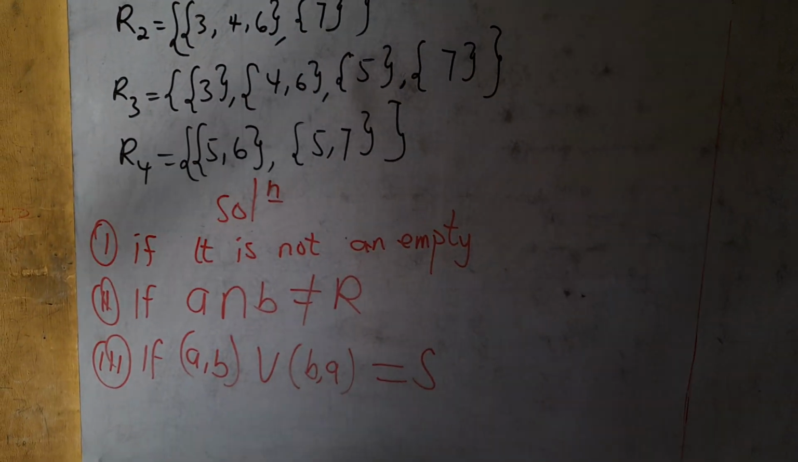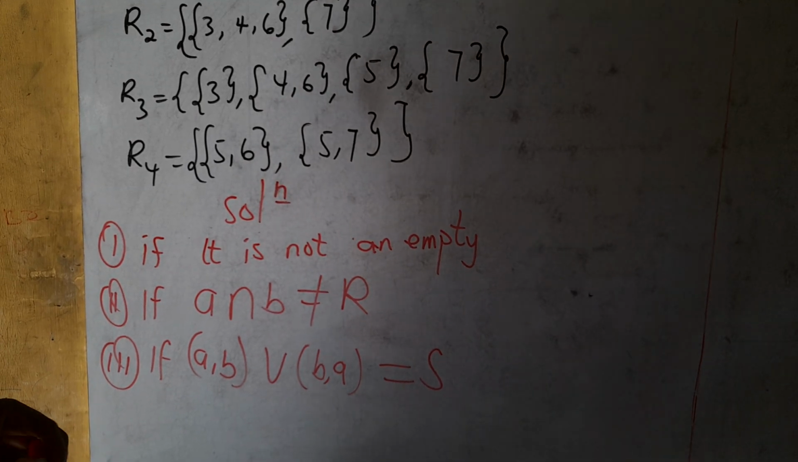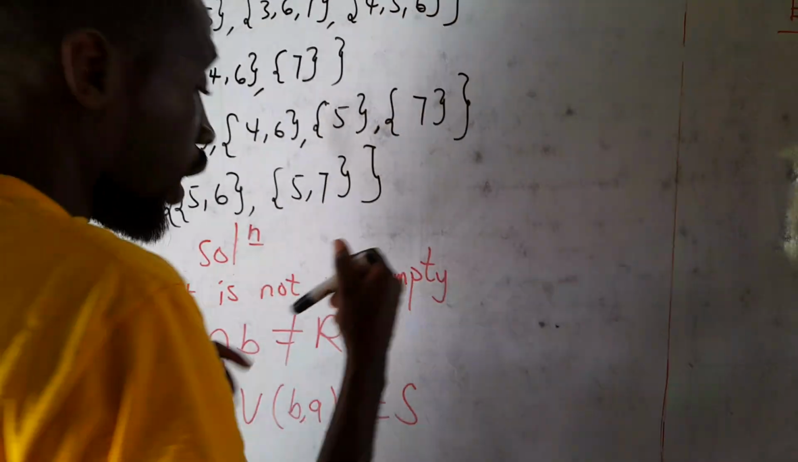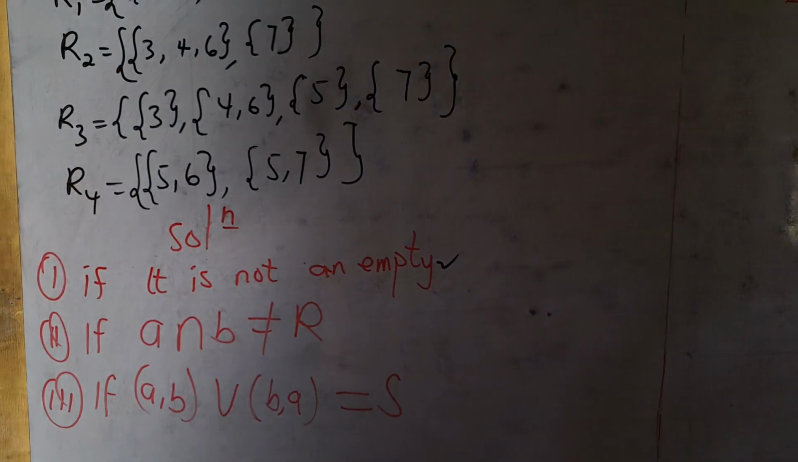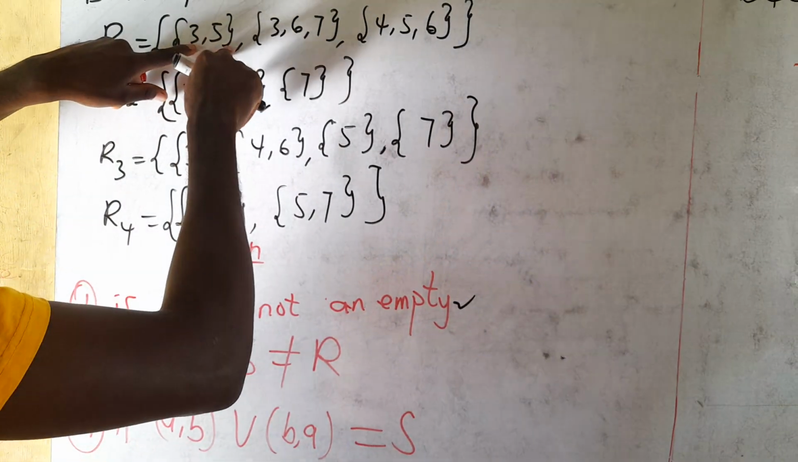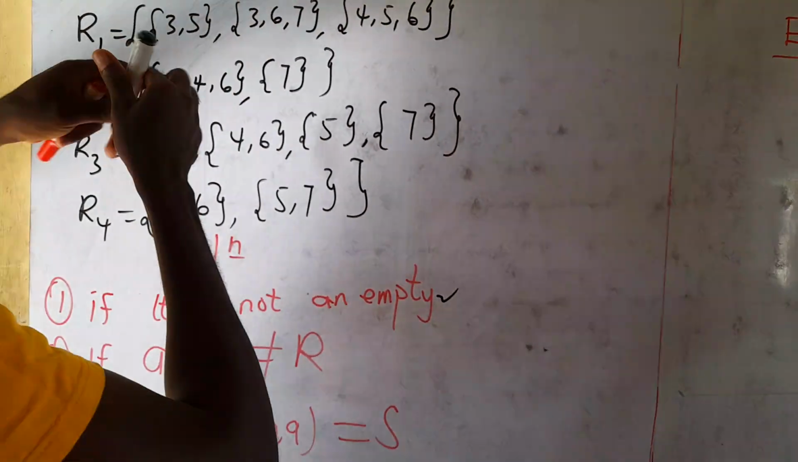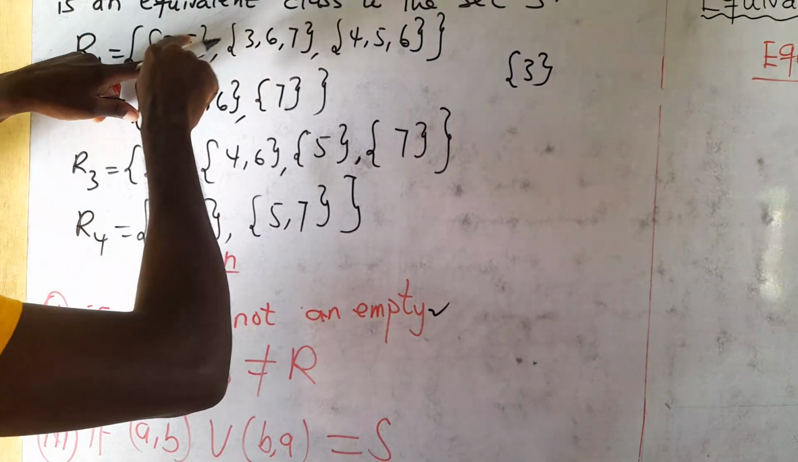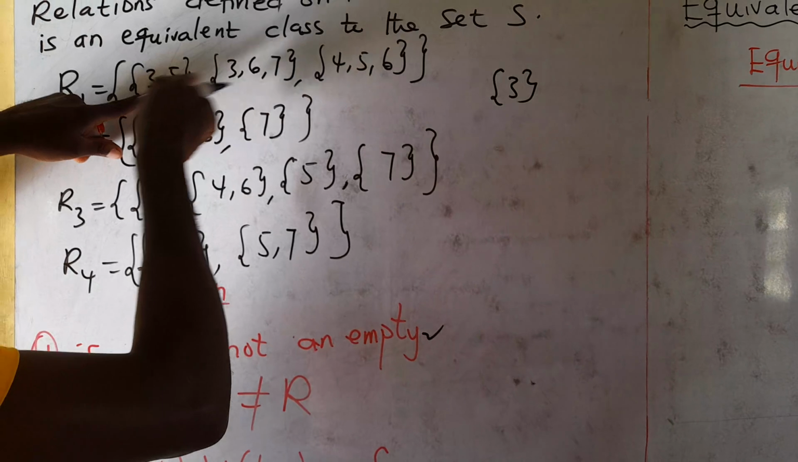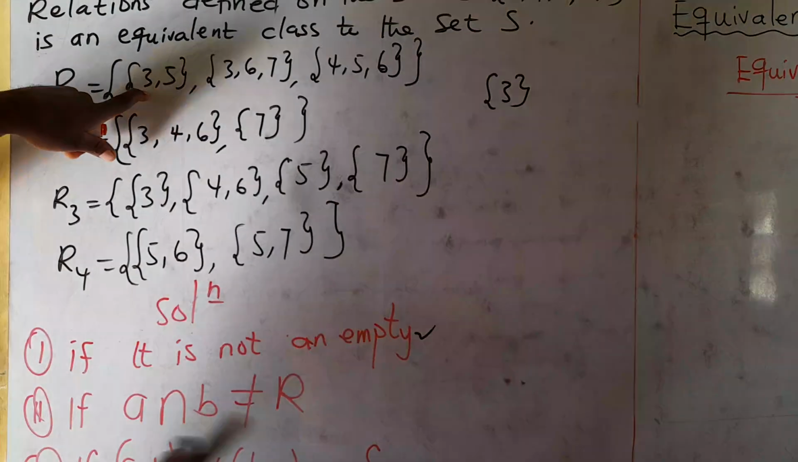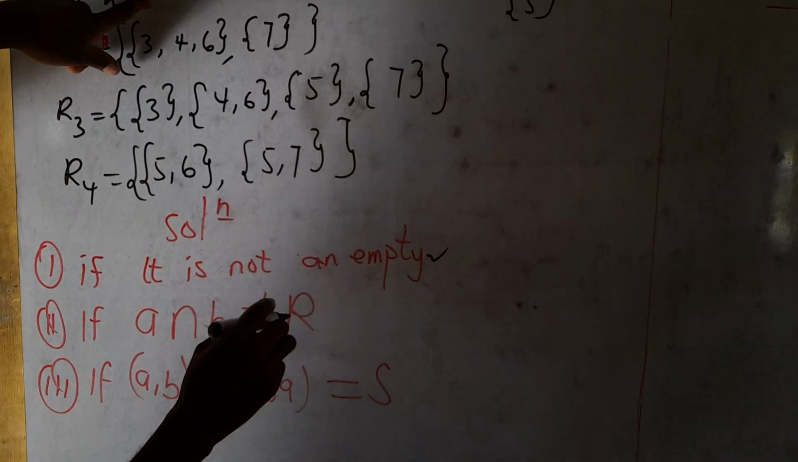So we check for all. This one we check the first. R1 is not an empty set. First condition satisfied. We check the second condition. We find the intersection of the two sets. So {3, 5} intersection {3, 6, 7} will be 3. I hope you get that. The intersection means the members that are in these two sets, which is 3. So we check whether 3 is a member of R1. 3 is not a member of R1. Good, we are good to go.